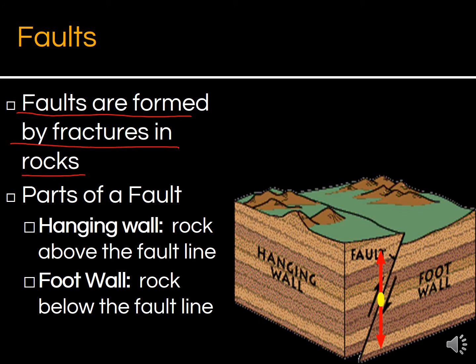So faults are formed by fractures in rocks. Whenever you have a broken leg or you hurt something, it becomes what we consider a fracture. But what happens is everything shifts if it's broken. So we have a hanging wall. We have to identify these pieces. The hanging wall, as you see here, hangs over the foot wall. Well, the foot wall is going to be below the fault line, and you see it's obviously near the bottom or below.